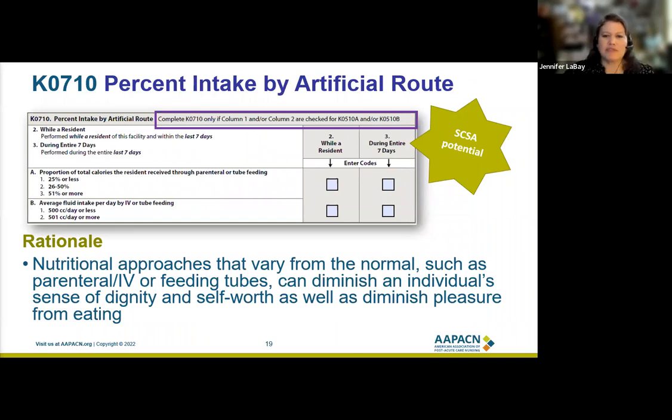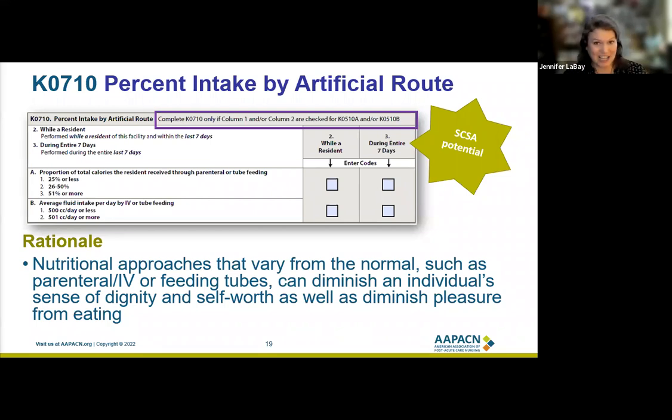K0710, percent of intake by artificial route. If you answer K0510A, IV parenteral, or K0510B, feeding tube, then that is going to open this item, which is asking for the percentage of calories that are coming from either the tube feeding or the IV, and then the average fluids per day. So we've got two columns: while a resident and then during the entire 7 days.